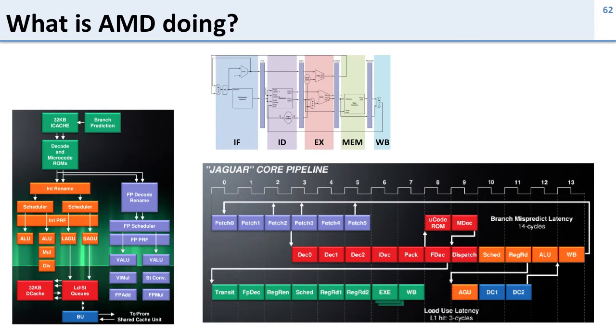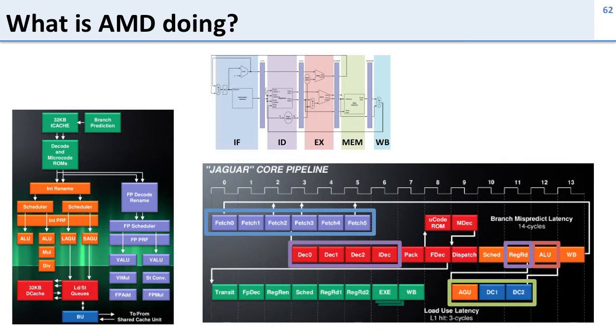So here's our simple 5-stage MIPS pipeline. Here's the instruction fetch for the AMD processor. You'll note they have 6 cycles of instruction fetch. That's a lot of time spent fetching the instruction. Here's their instruction decode. They've got 5 cycles for decoding the instruction and reading the registers. Only 1 cycle here for doing the execution. They've got 3 cycles for doing the memory, and then they've got the write back.